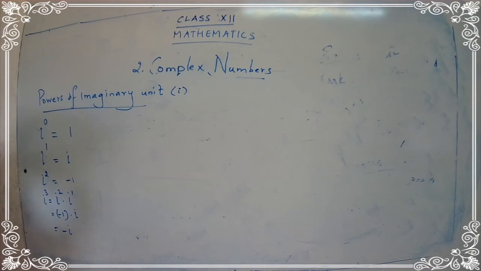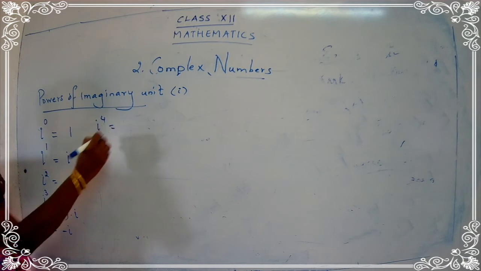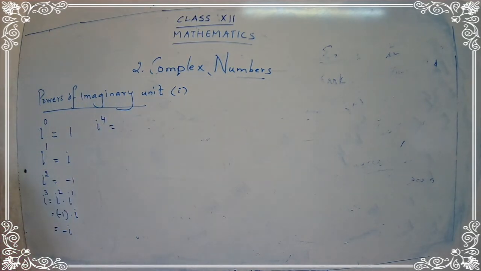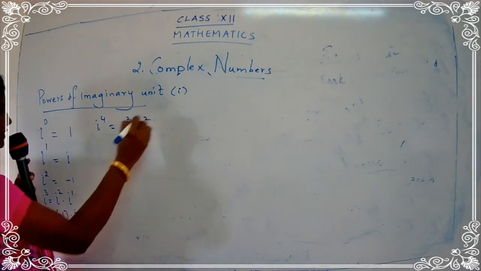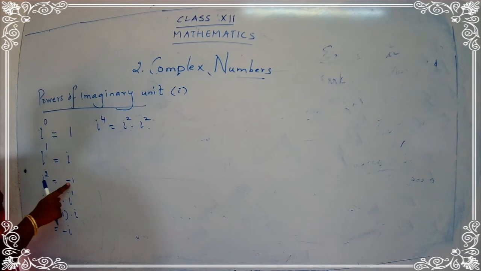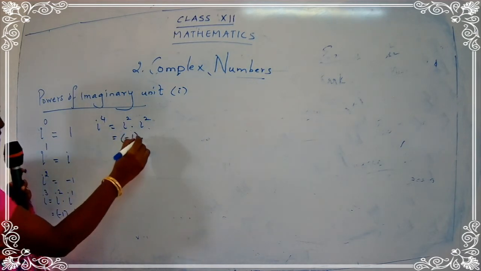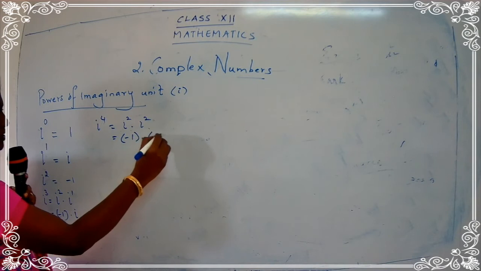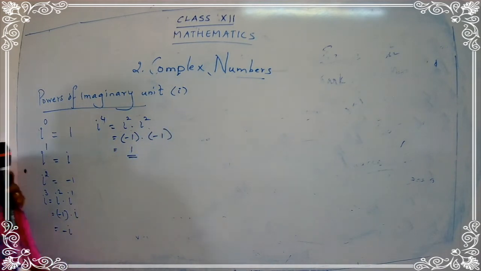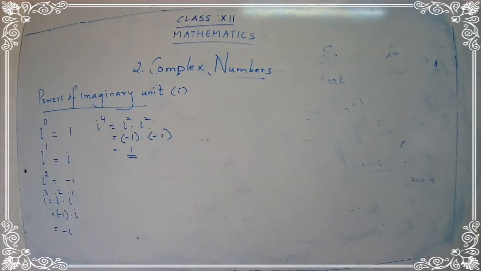I raised to 4. Can you tell me how we are going to split this 4? Yes, 4 can be split as 2 and 2, I square, I square. You write here I square into I square. What is I square? It's minus 1. Yes, good. Minus 1 into again minus 1. So minus 1 into minus 1 gives you 1. So the value for I raised to 4 is 1. Is it clear, children?